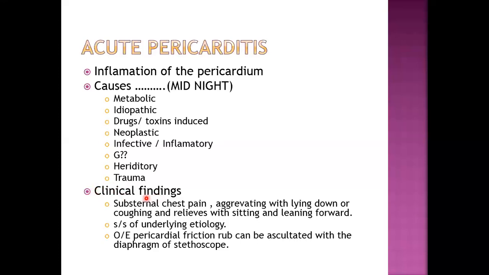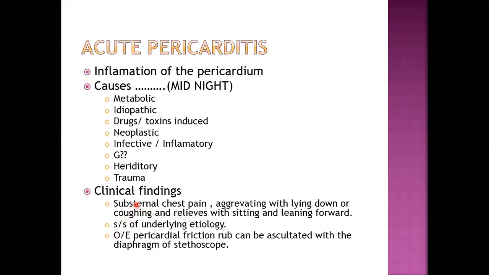Clinically, the patient will typically present with substernal chest pain that aggravates with lying down or with coughing, because with coughing and with lying down, there occurs a stretch on the pericardium, and due to this stretch of the pericardium, the pain fibers are stimulated and cause aggravation of the symptoms of acute pericarditis, while the symptoms reduce with sitting and with leaning forward. Because with sitting and leaning forward, the stretch decreases and hence the pain is reduced.